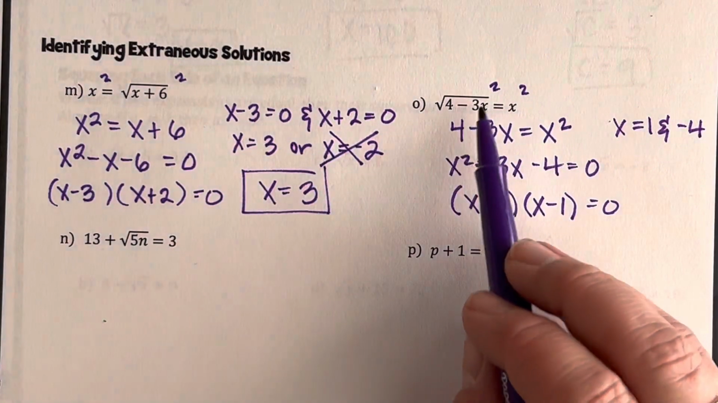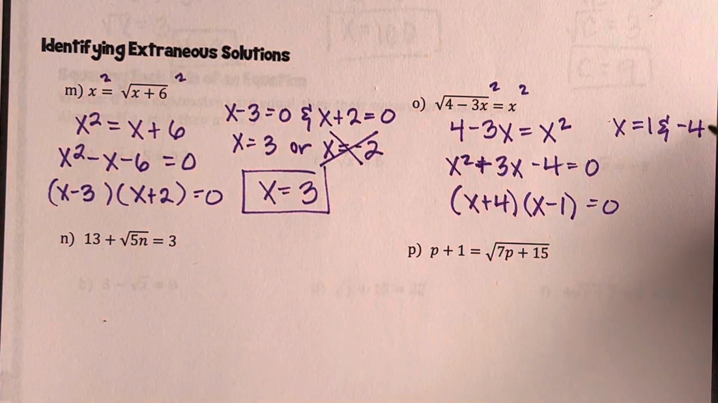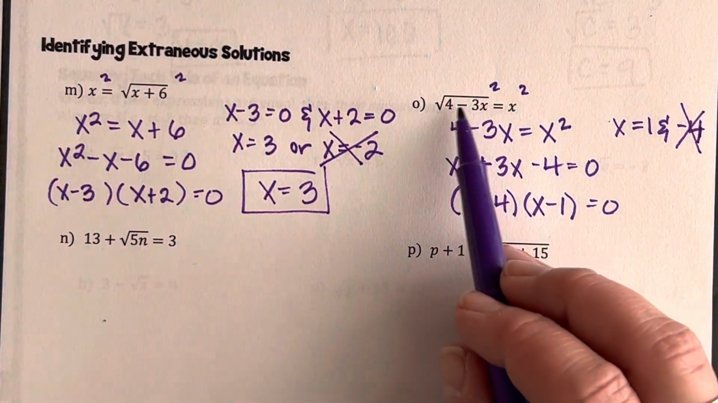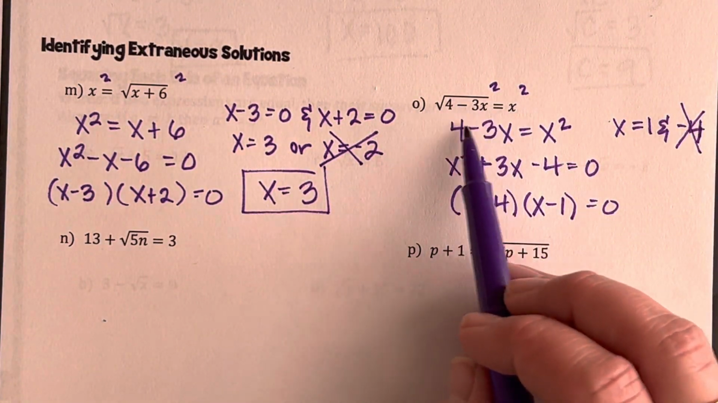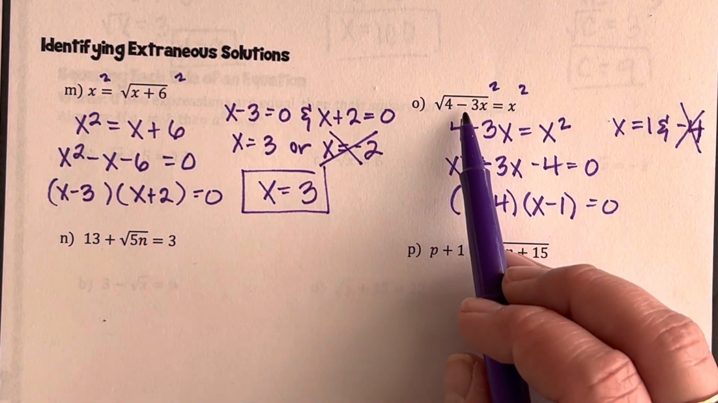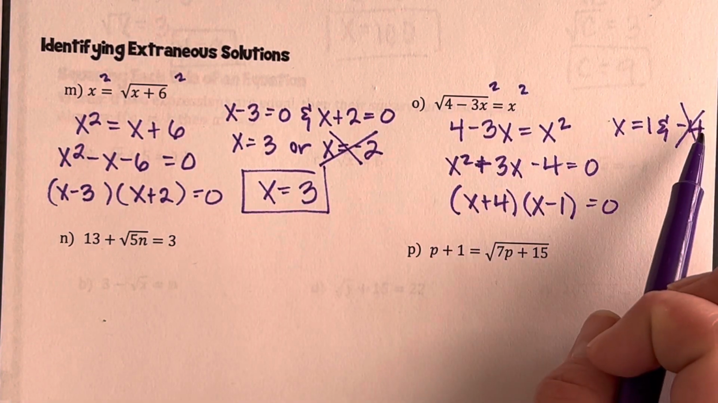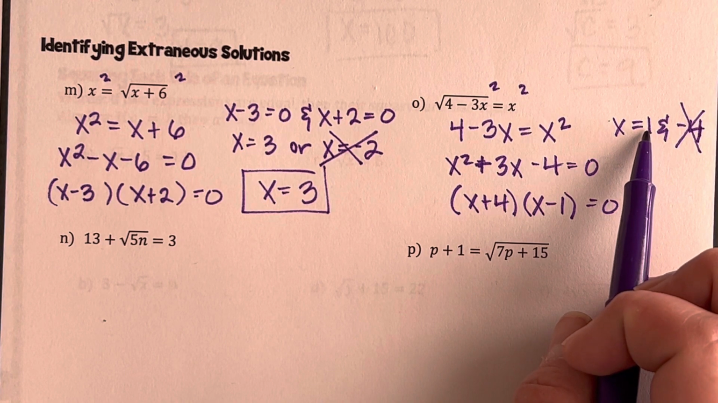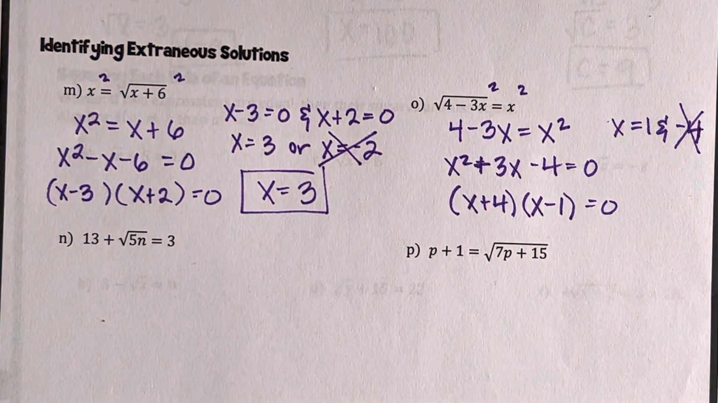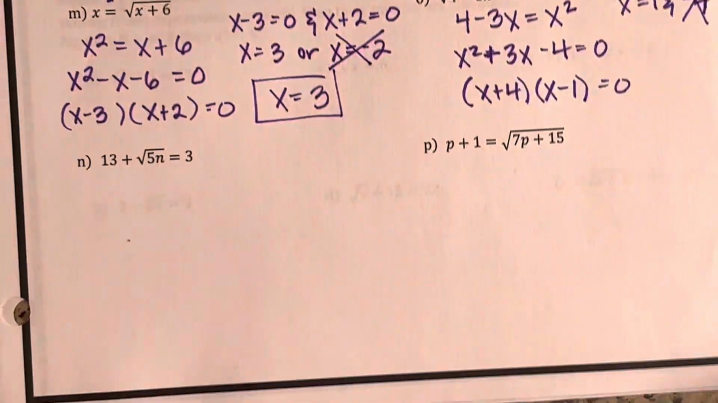But it doesn't make sense that a square root is a negative. So I'm going to go ahead and get rid of that guy, right? 4 minus negative 12 would be 16, but the positive root of 16 is 4, not negative 4. So on here, if I have a 1, 4 minus 3 is 1. The square root of 1 is 1. So that one makes sense.